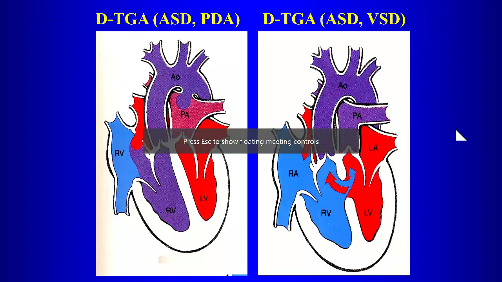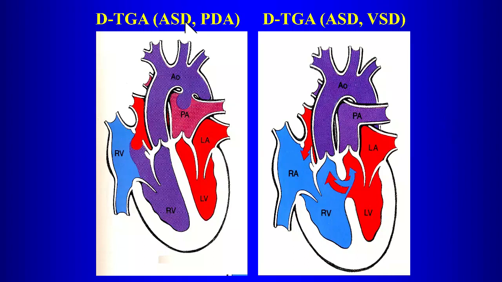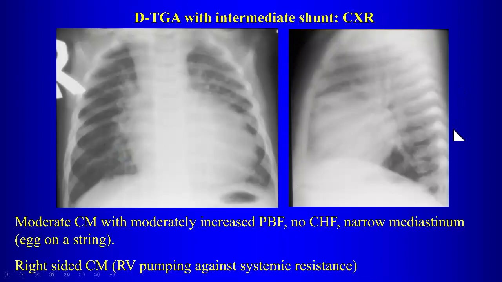D-transposition is usually the one that we talk about with cyanosis and increased pulmonary blood flow. And to be compatible with life, there have to be other shunts that allow communication between the right and the left circulation. They can be ASDs, PDAs, or VSDs. Okay? So it's the D-transposition with intermediate shunts that give you this appearance of the egg on a string.